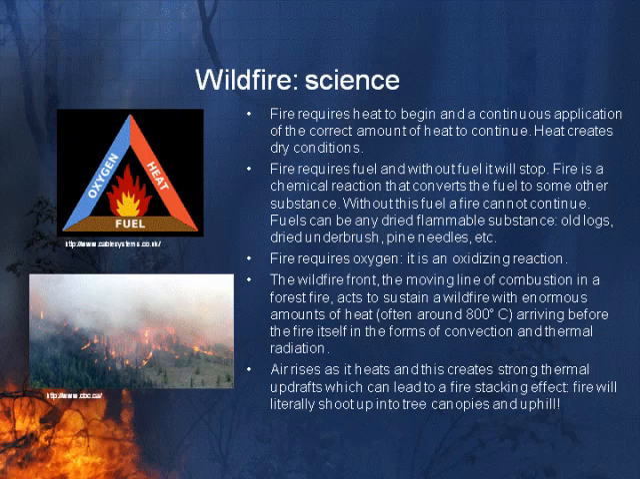Air rises as it heats, and it creates strong thermal updrafts, which can lead to what they call fire stacking. This is where you get fires that literally go straight up. These updrafts will go to the top, to the canopy of some of these pine forests, and a tree will just go up like a match. It also goes uphill. Like I mentioned, these things can go 30 miles an hour uphill. You can't outrun them.